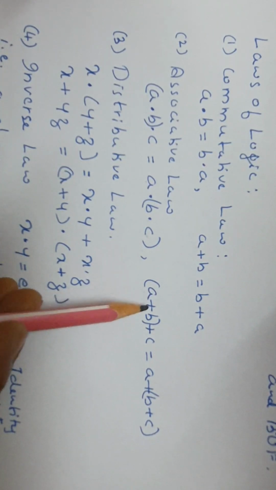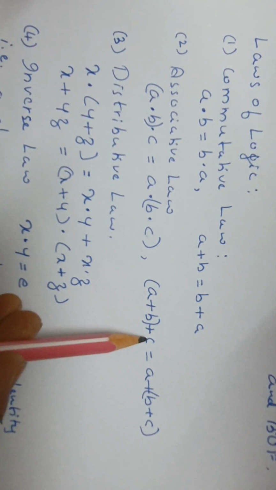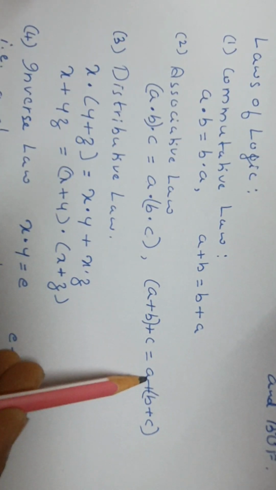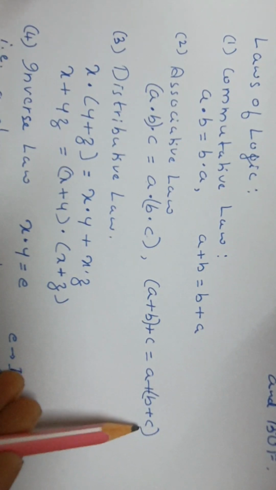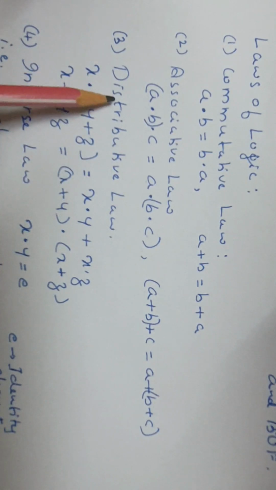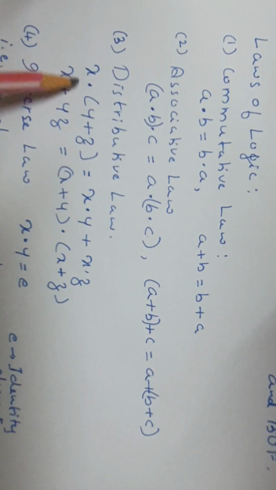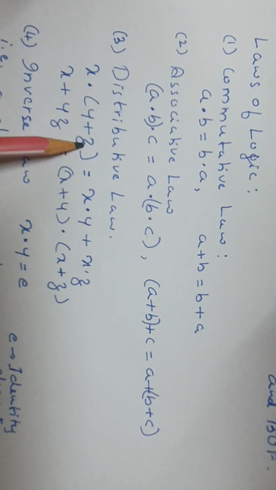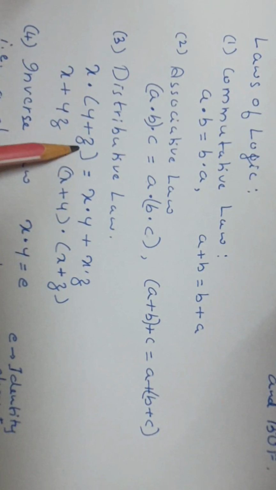Similarly, A logically ORed with B, the output of that logically ORed with C, is equal to A logically ORed with the output of B logically ORed with C. This is associative law. Distributive law. X ANDed with (Y ORed with Z) is equal to (X ANDed with Y) OR (X ANDed with Z).